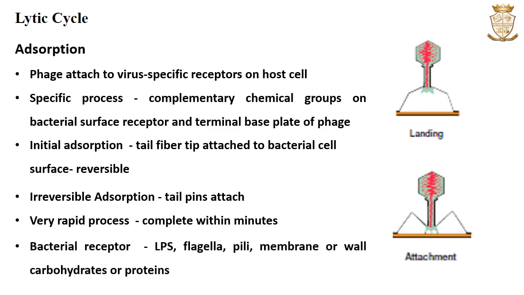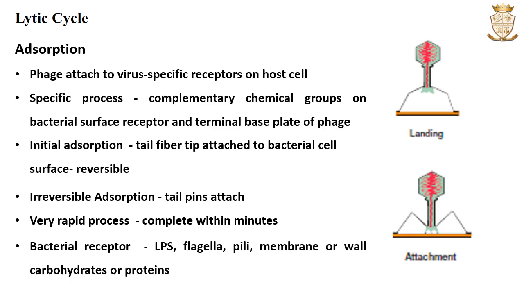Any component on the bacterial cell surface can serve as a receptor for phages. The bacterial receptor may be part of the lipopolysaccharide on the cell wall, or it may be flagella, pili, membrane, or cell wall carbohydrate or proteins. As we said before, phages are host specific. They possess a high level of host specificity. An E. coli phage cannot infect Salmonella or any other bacteria. Some phages are even specific to strains of bacteria.